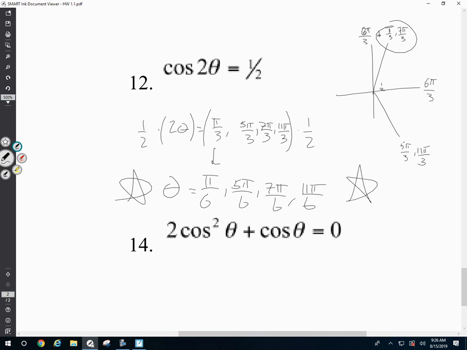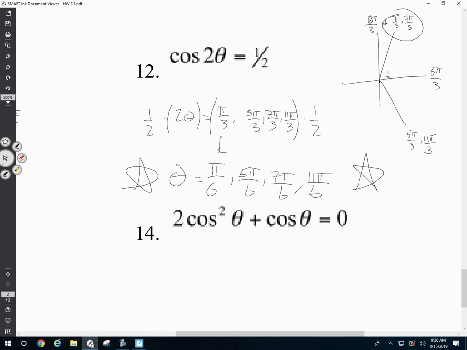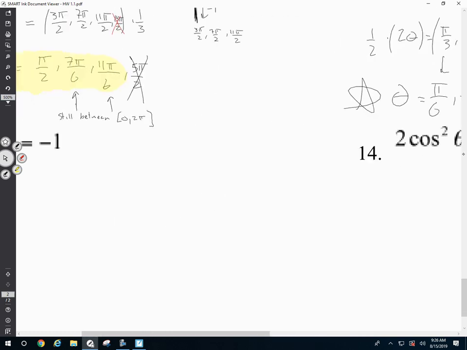And this is what I want you guys to worry about and concern yourselves with, making sure you understand that you might not start with angles between 0 and 2 pi. You might have to include other angles that are going around the circle so that we can manipulate them to get answers between 0 and 2 pi.